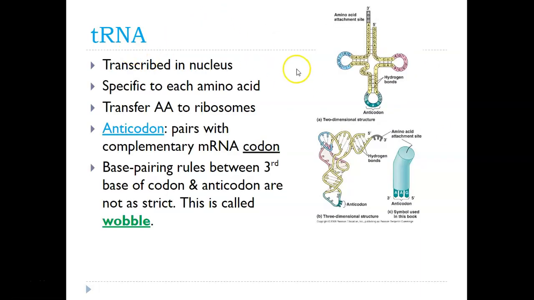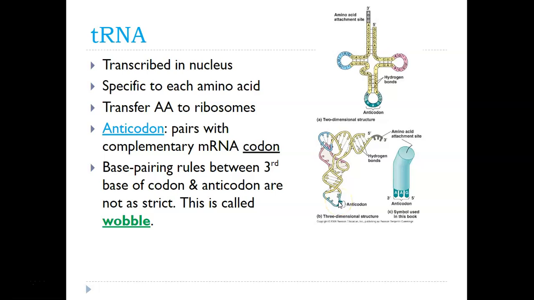tRNAs come from the nucleus. They are very specific to each amino acid. As I mentioned just a moment ago, anticodons are on one end and they are complementary to the codon on mRNA. Now, it's interesting too because there's also kind of a wobble, as can be seen with the redundancy aspect.